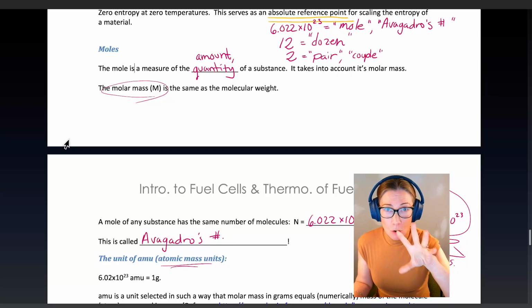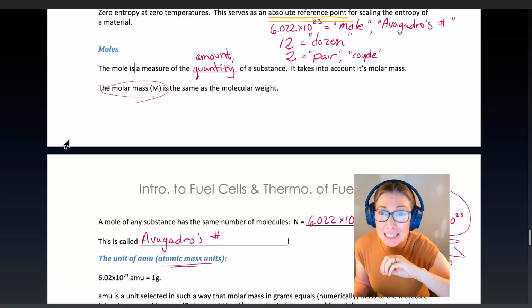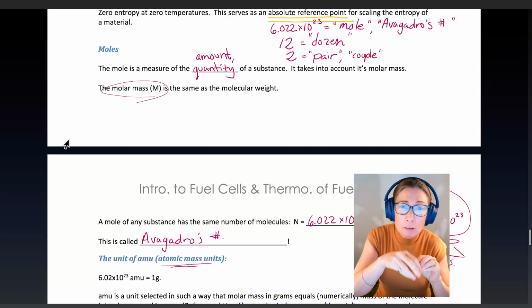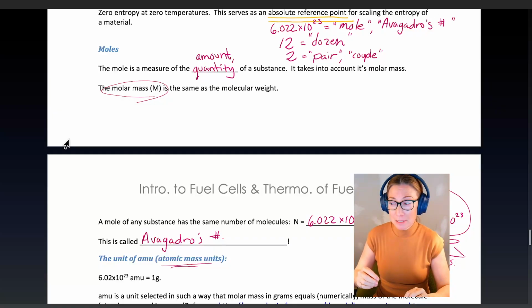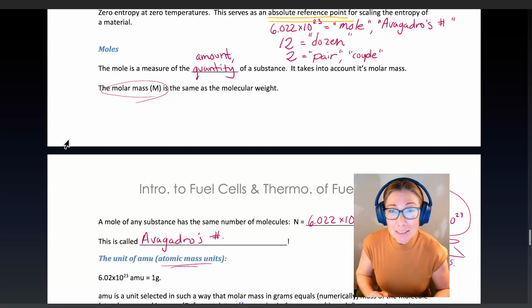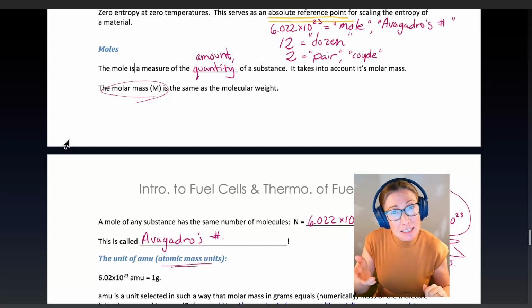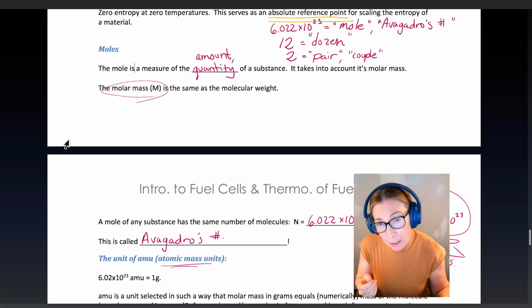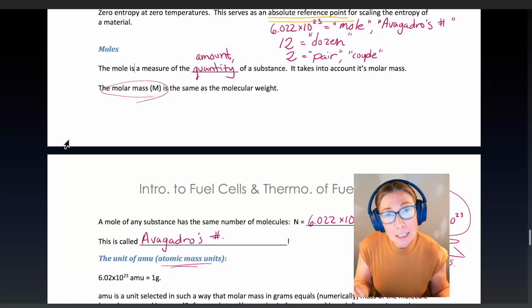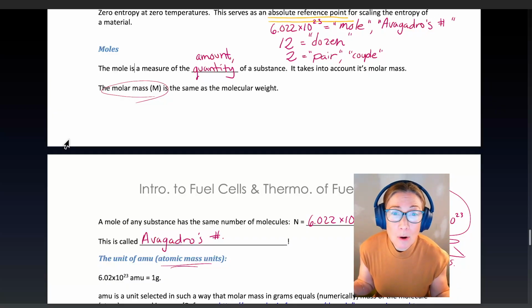So I mean a count. 1, 2 shoes is called a pair. 1, 2, 3, 4, 5, 6, 7, 8, 9, 10, 11, 12 is called a dozen. Now, if you count 6.022 times 10 to the 23 items, you are counting another special name. It's called a mole. So a dozen means 12, a pair means 2, a trio means 3, baker's dozen means 13, and a mole means 6.022 times 10 to the 23. That's all a mole means. It's a count. It's a quantity of substance.